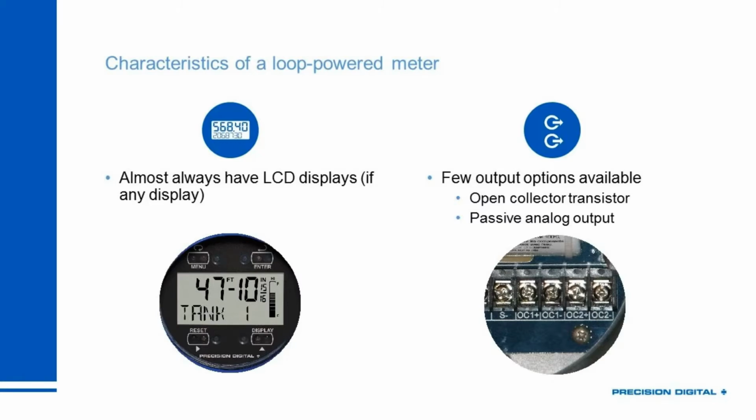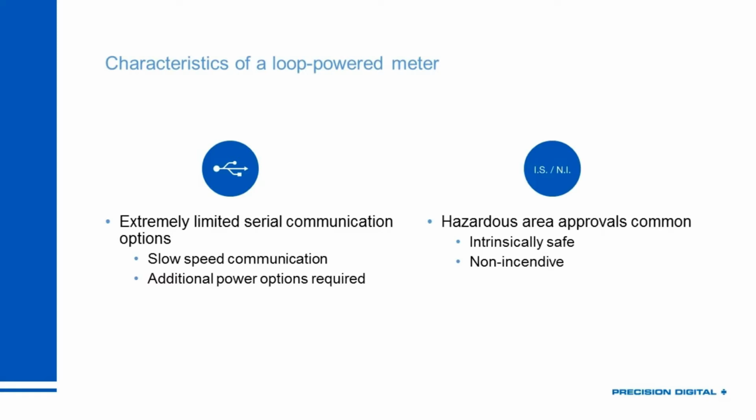You're going to find that loop-powered devices have extremely limited serial communications options. When they do have serial communication, they're going to be slow-speed communications, and they may require additional power. A great example of areas that you'll run into issues would be, let's say, a Modbus communication setup. If a loop-powered device is going to talk on Modbus, it's going to need some kind of external power, and even then it may have slow-speed communications. Similarly, you'll get power over IP systems where, okay, it has an Ethernet connection, but it needs to have that power over Ethernet in order to be able to run.